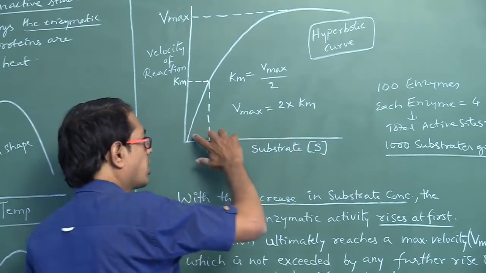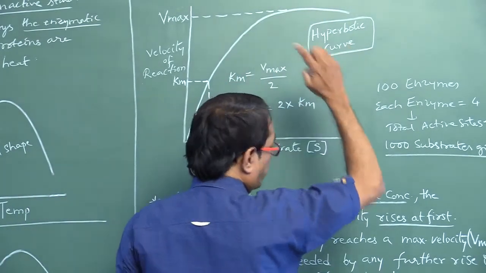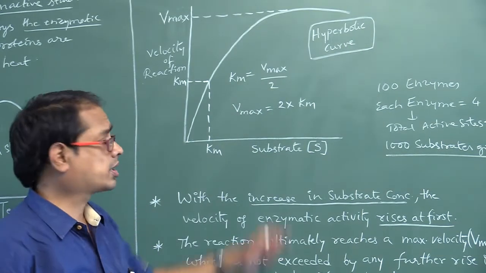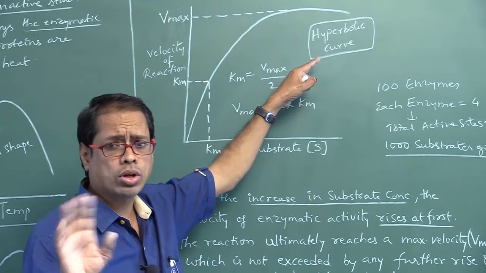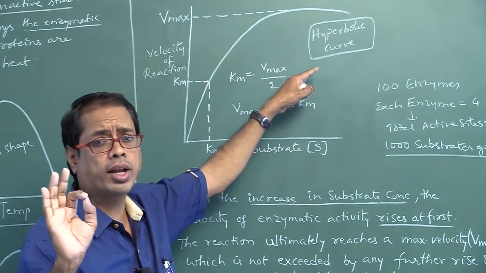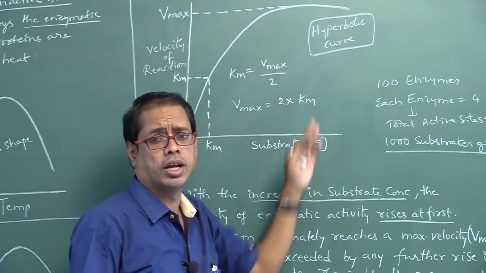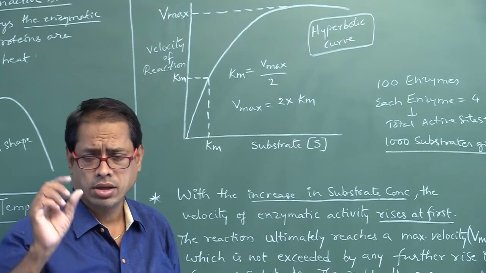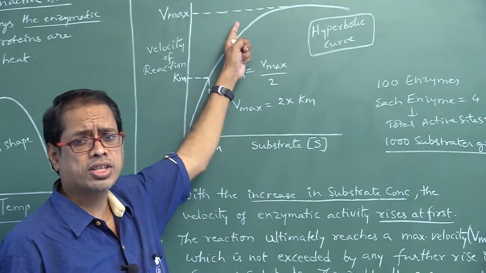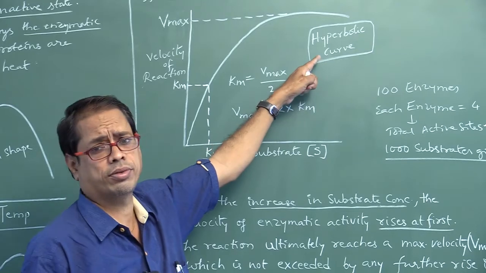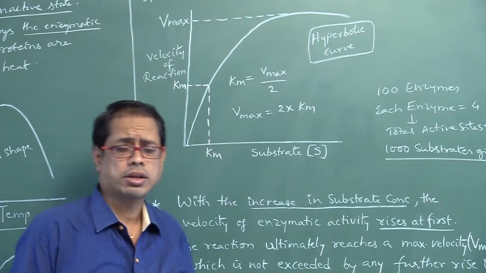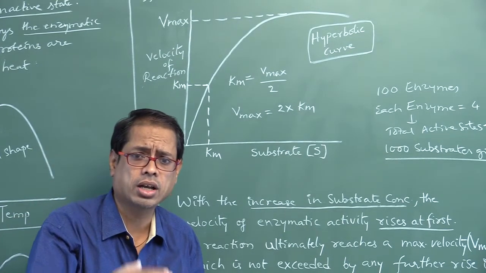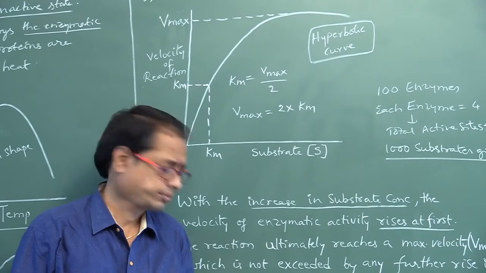And what is the shape of this curve? Hyperbolic curve. The shape of the graph for substrate concentration is a hyperbolic curve. Don't say hypobolic, say hyperbolic curve. The temperature graph is bell shape. The pH graph is bell shape. The substrate concentration graph is a hyperbolic curve. What is the Michaelis-Menten constant? Half of the maximum velocity is called the Michaelis-Menten constant.